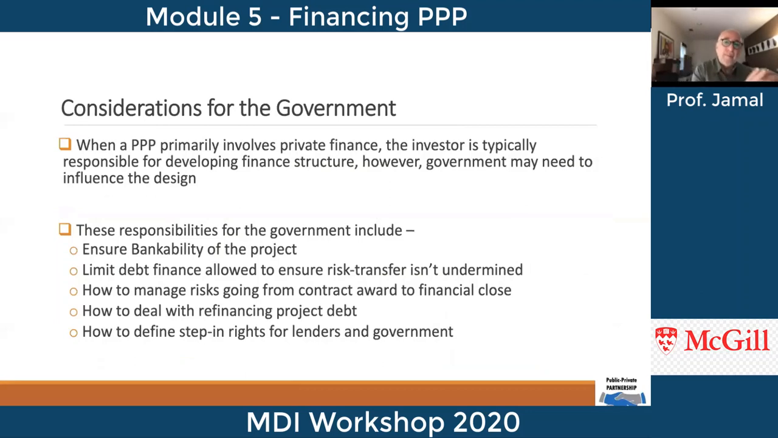So we looked at the financial part: recourse, non-recourse, and alternative models. Now let's come back to the considerations for the government. When a PPP primarily involves private finance, the investor is typically responsible for developing the financing structure. However, many governments may need to influence the design. They still think this is a public good, and therefore it's important to have their input. The responsibility for the government, in my opinion, should include, first, ensuring the bankability of the project.